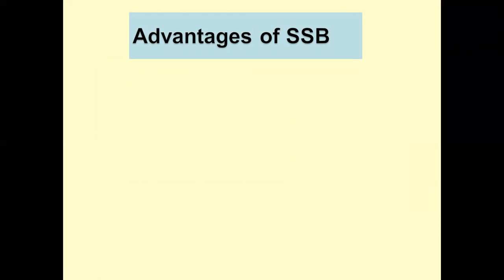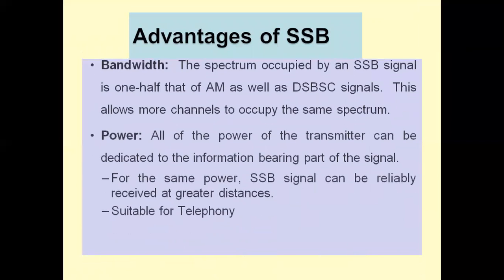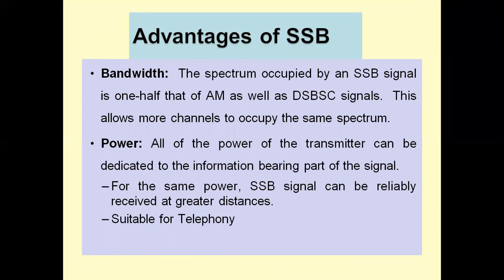So these are the advantages of SSB modulation: bandwidth and power. The two more important parameters for comparing the various modulation schemes are bandwidth and power. The spectrum occupied by SSB signal is 1/2 that of AM as well as DSBSC. This allows more number of channels to occupy the same spectrum. Double the number of channels. Bandwidth is reduced by 2, and hence we can provide double the number of channels compared to AM and DSBSC.